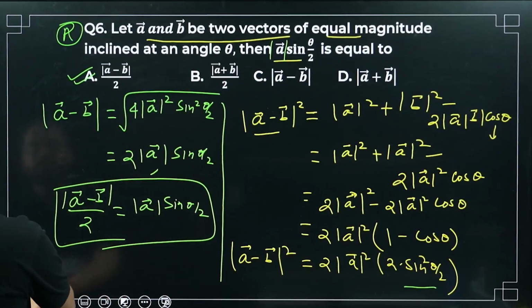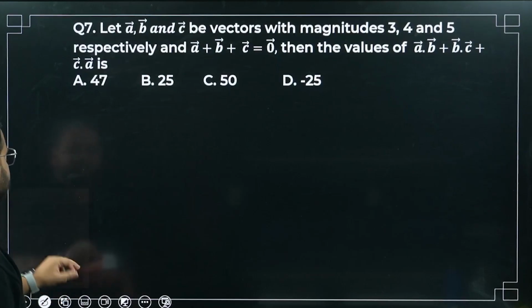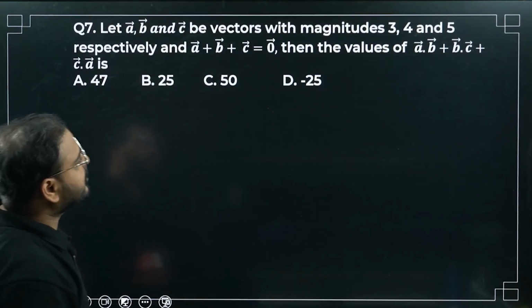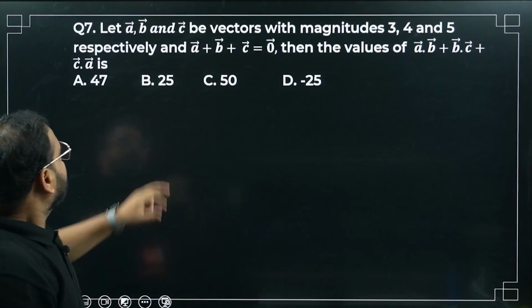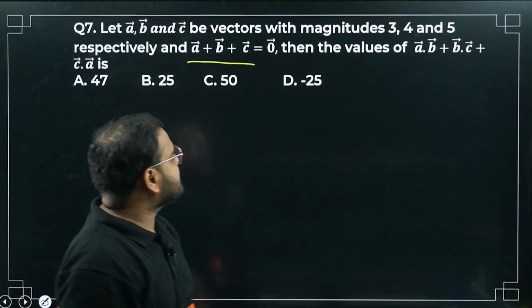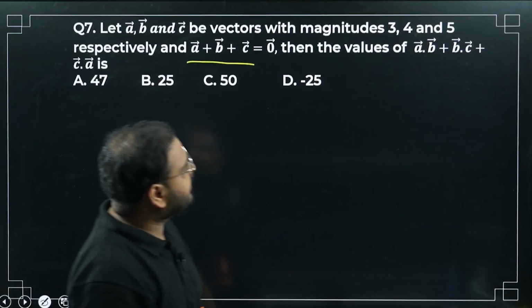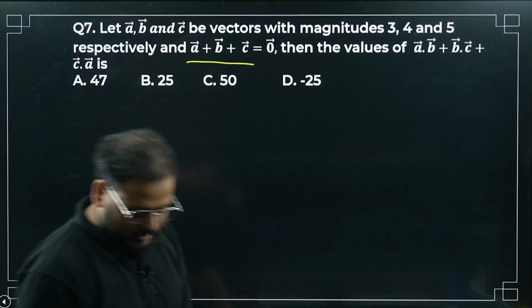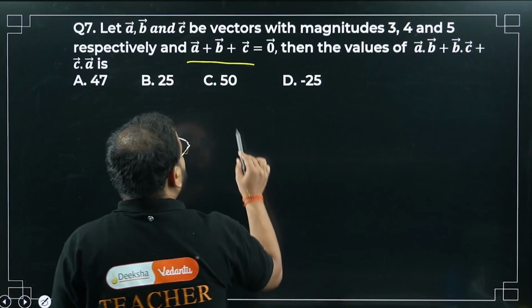Okay, moving on to question number 7. Let A, B and C be vectors with magnitude 3, 4 and 5. They are saying that A plus B plus C is equal to 0. Then the value of A dot B plus B dot C plus C dot A is equal to what? A very, very simple question.